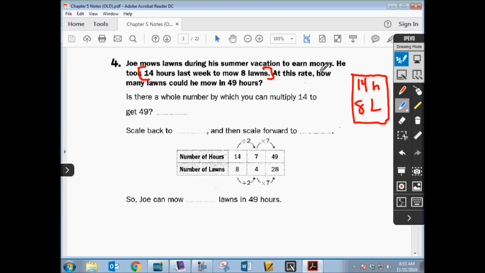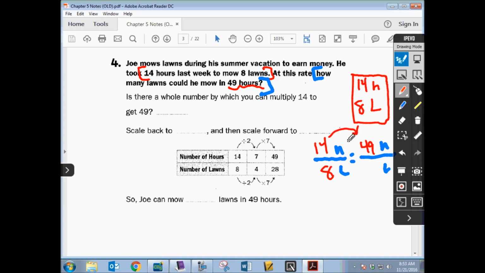At this rate, here's the question. Do you agree that every time you see the question, it's going to be the fake ratio, or the real ratio? Okay, so if we were doing a proportion here, we'd be comparing hours to lawns, right? And that would be 14 hours to 8 lawns. And then they gave us this piece of real information, so 49 would go there. Can we multiply 14 times something to give us 49? No, we cannot. So there, once again, we're stuck.